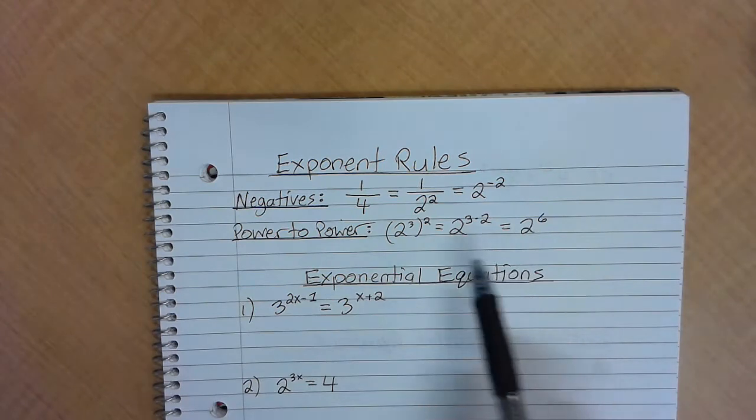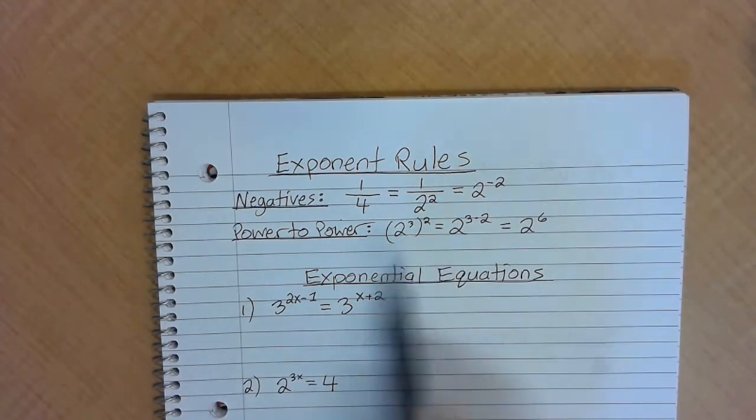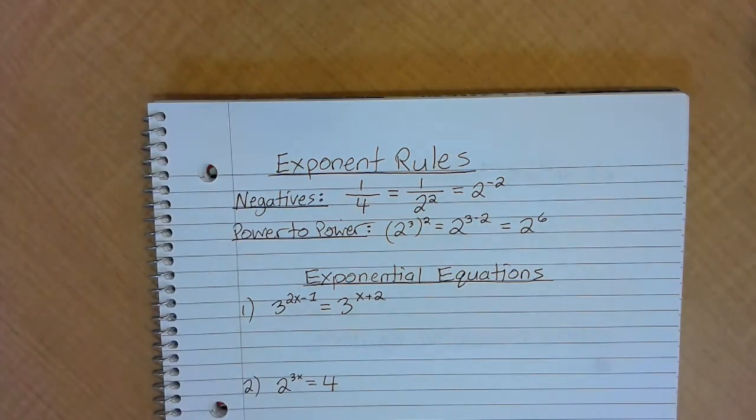You could also be looking at this power to a power rule, where if I have 2 cubed that's being squared, well, that means I need to do 3 times 2 in those exponents, and it's going to end up being equal to 2 to the 6th. Both of these rules are going to be very important in the equations we're about to solve.